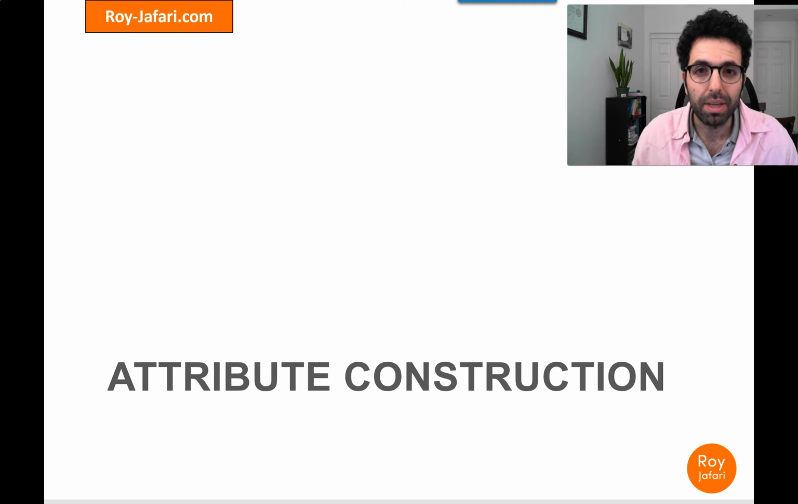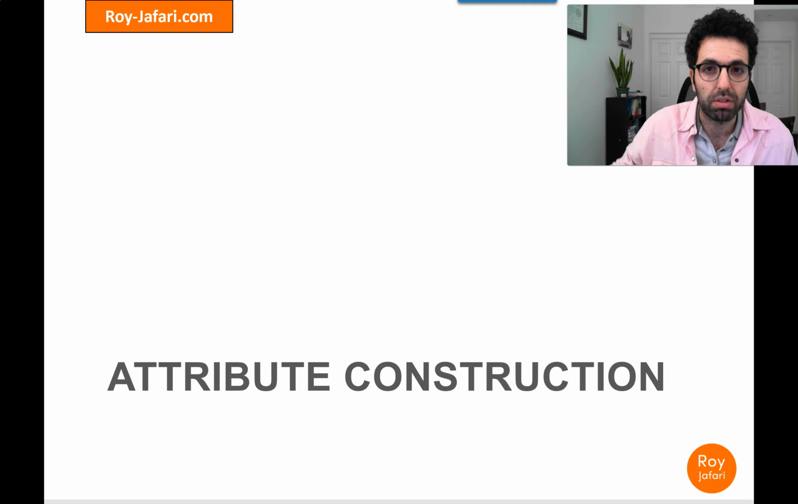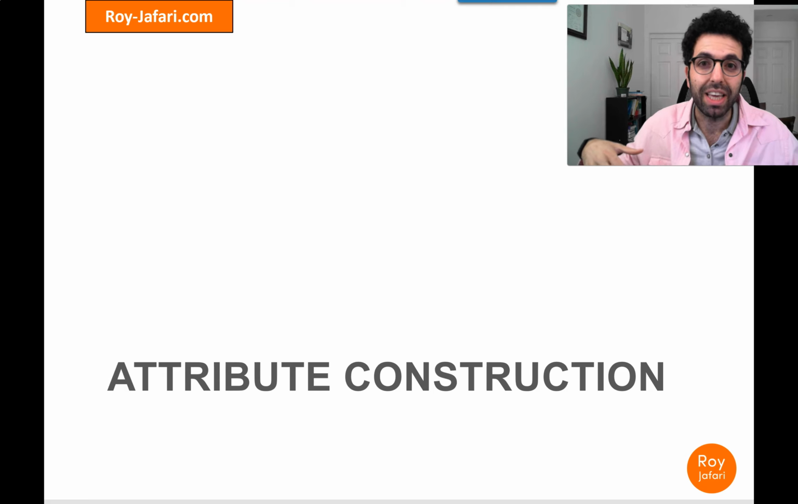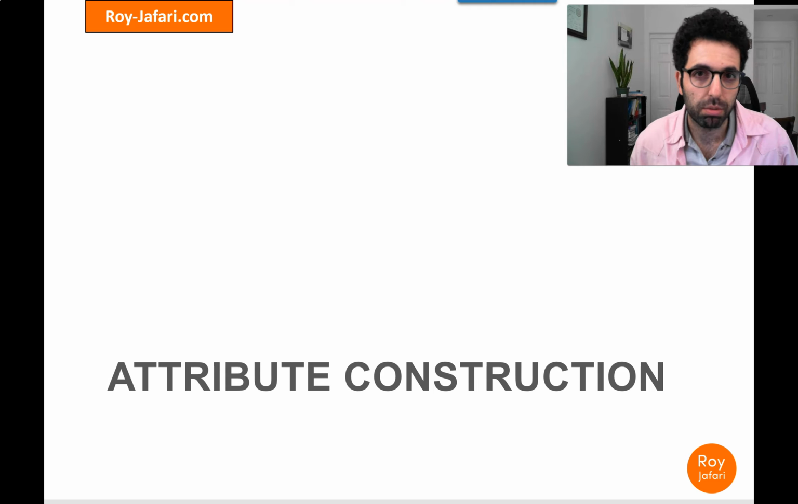Alright, so let me go over this one more time. One of the things is that we are going to be creating new attributes based on the data that we have. And another thing is that the construction of the new attribute is based on our understanding that leads to reasonable assumptions that allow us to make these new attributes.